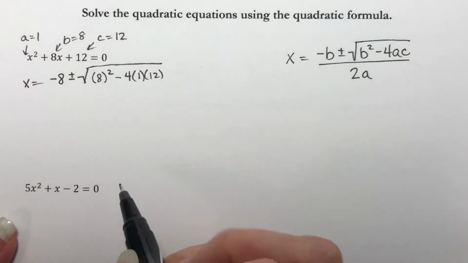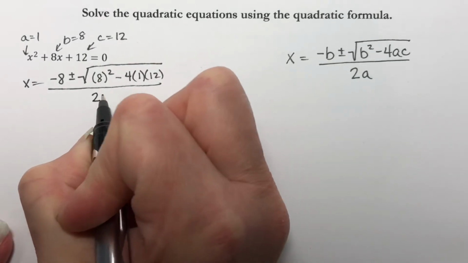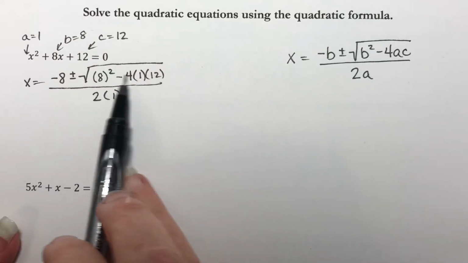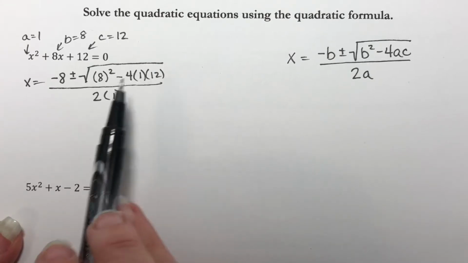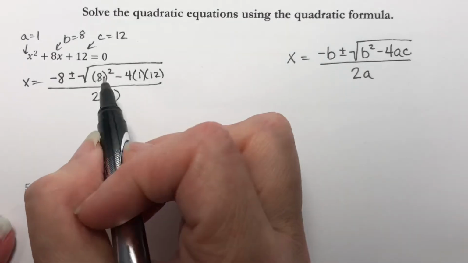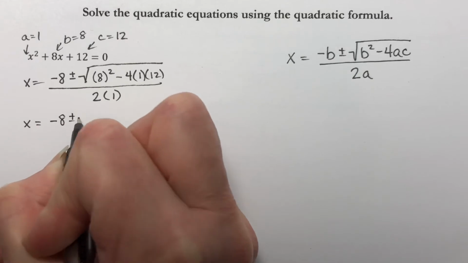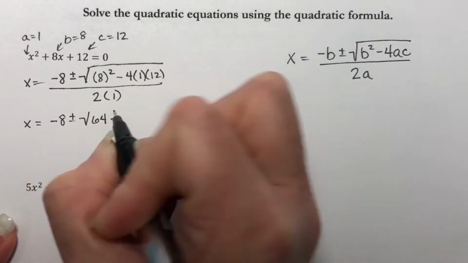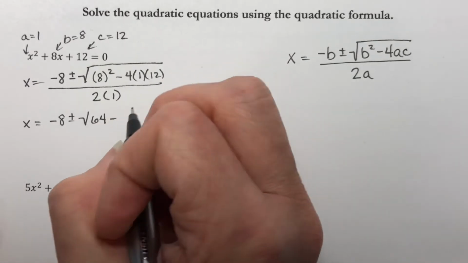The fraction bar and the radical bar extend all the way. The fraction bar goes all the way, over 2 times a, which is 1. Now you want to start your calculations inside here. This part is called the discriminant, and it gives you a good idea of what kind of answers you're going to get. Let's do some calculations inside there. I have -8 plus or minus the square root of 64, minus 4 times 1 times 12, which will be 48.